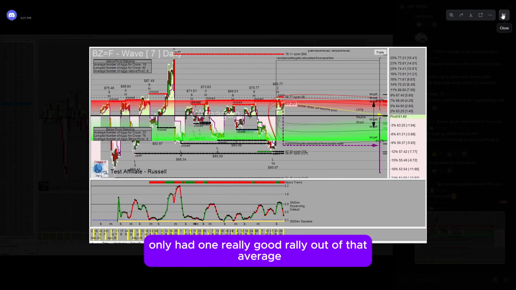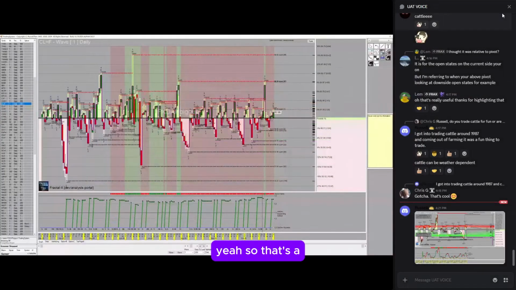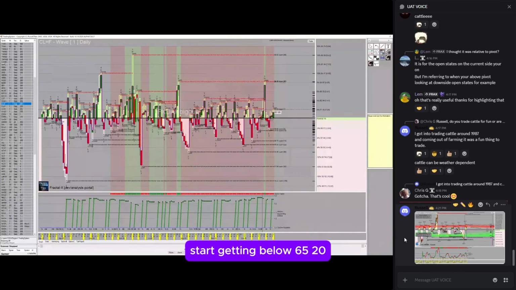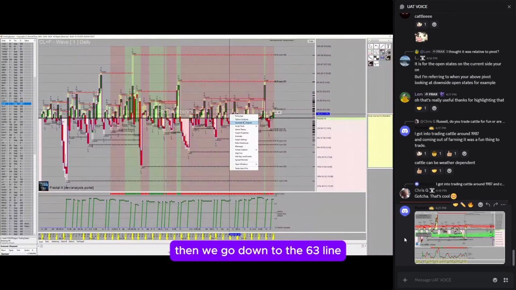only had one really good rally out of that average percent. Gotcha. Yeah, so it's not so probable if it continues. Yeah, the trend has been for it to pull back. So if that happens, we're gonna start getting below 65.20 again a barrel. And then we go down to the 63 line.